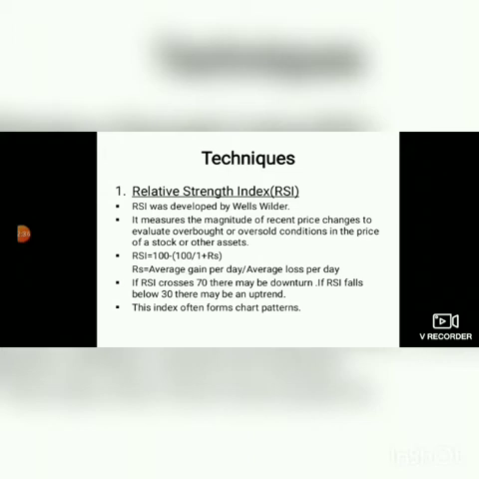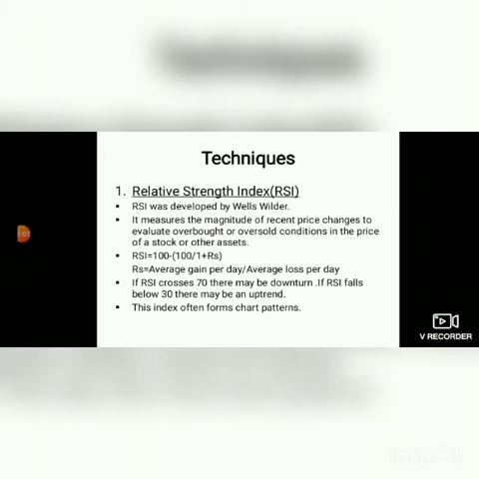It measures the magnitude of recent price changes to evaluate overbought or oversold conditions in the price of a stock or other assets. That is, it identifies the inherent technical strength and weakness of a market. RSI is calculated by using a formula which is given here. If RSI crosses 70, there may be a downturn, and if RSI falls below 30, there may be an uptrend.